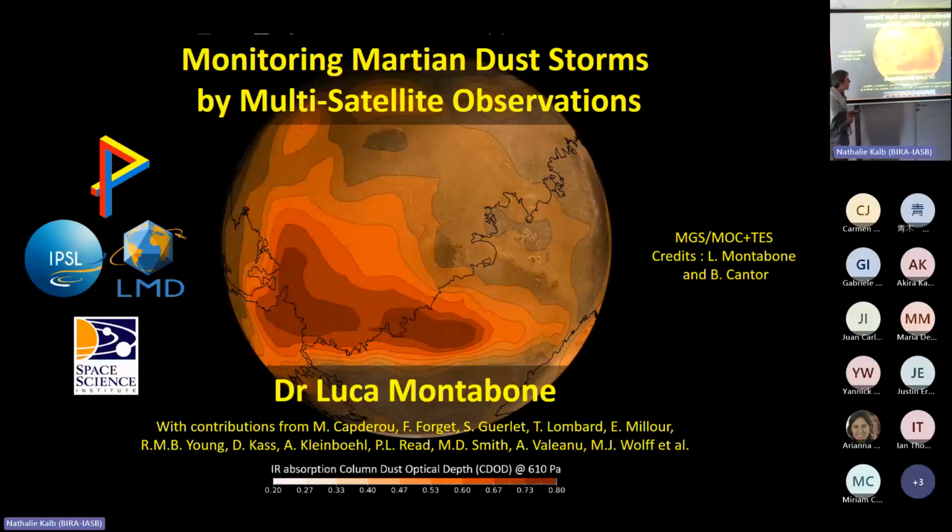I'm Luca Montabone. I have a couple of current academic affiliations with the Space Science Institute in Boulder, Colorado, and a loose affiliation with the LMD in Paris. But my main affiliation is actually my enterprise, based in southeast France, near Chambéry. It's called Panoreca. That's the logo you see on the top. This talk has contributions from many colleagues and co-authors who helped me in this endeavor of monitoring the Martian dust storms by using multi-satellite observations.